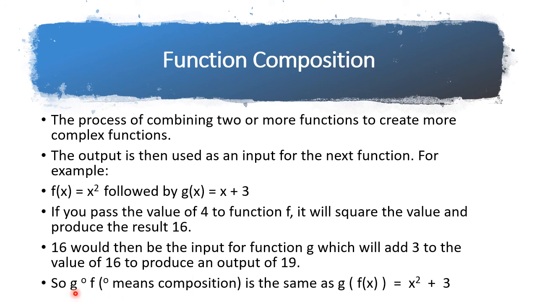In this notation, g.f, the dot means composition. A composition of g and f is exactly the same as writing g of f of x, where g is the outer function and f is the inner function. That's exactly the same as writing x squared plus 3. So function composition is the idea that you can combine 2 or more functions to create a more complex function.